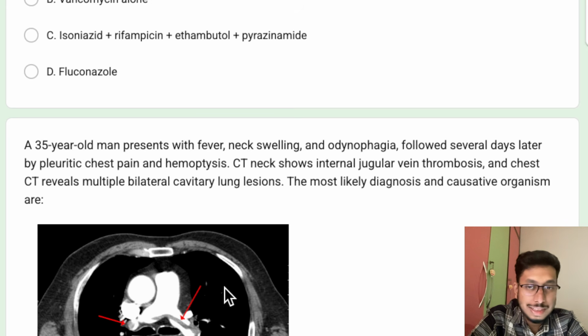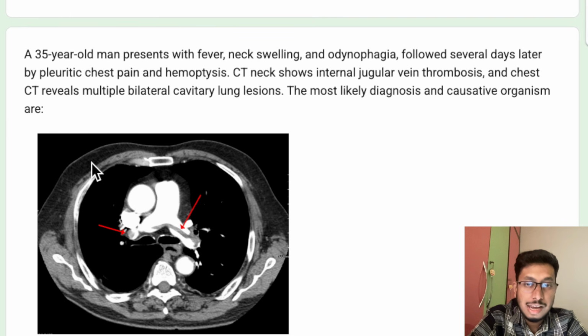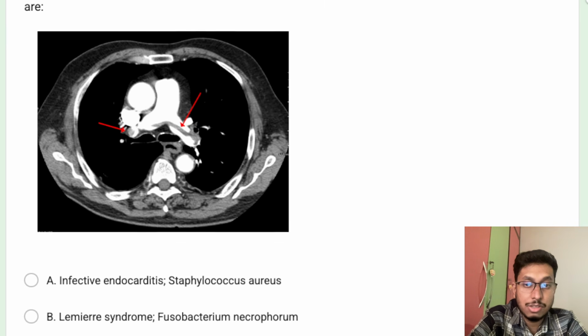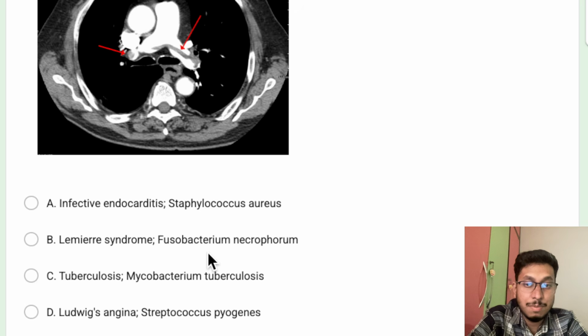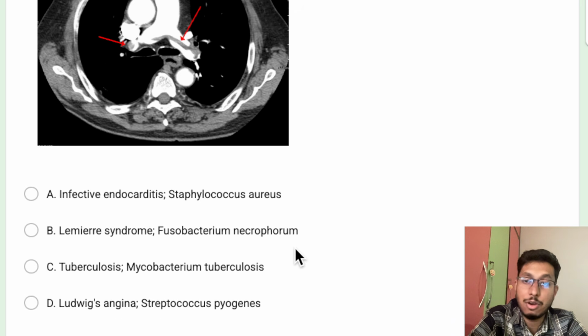Remember, in this imaging the lung is not shown; rather the IJV has been marked. So most likely there is IJV thrombosis. You can see a little bit of black area here, so most likely this is the thrombosed part, so blood flow is not complete. So the most likely diagnosis here is Lemierre syndrome, and Lemierre syndrome is caused by Fusobacterium necrophorum, which is nothing but anaerobes of the oral cavity.